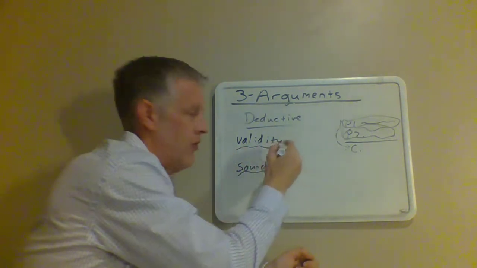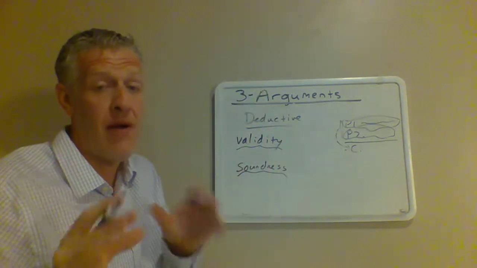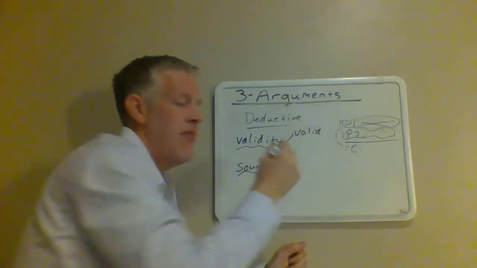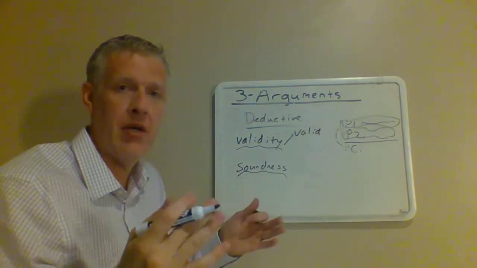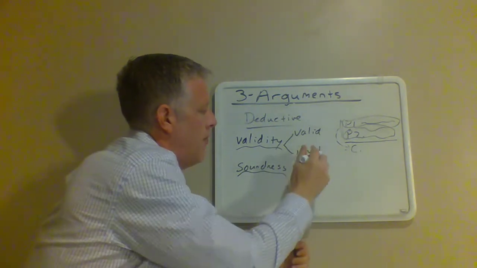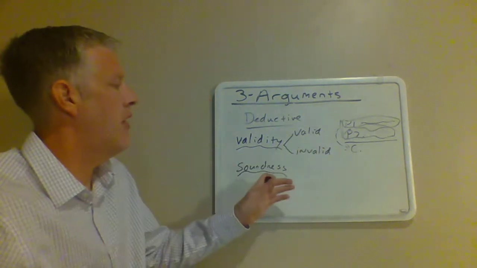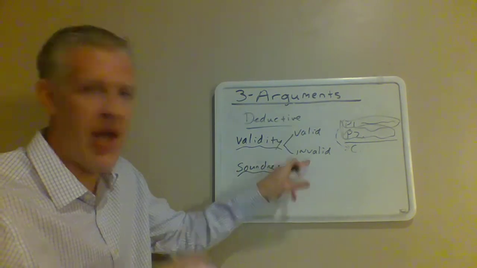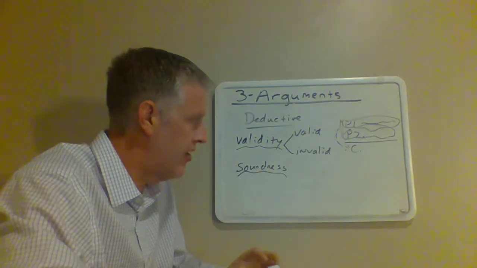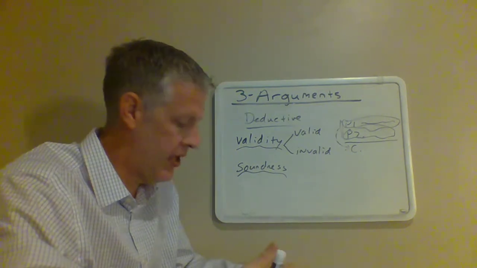This is an on-off switch. Every argument that's deductive is either valid, and what I mean by an on-off switch is it's either one or the other, an either-or sort of situation, or it's invalid. So every deductive argument is either valid or invalid, every one of them. So what do we mean if we're saying it's valid versus what do we mean if we're saying it's invalid?